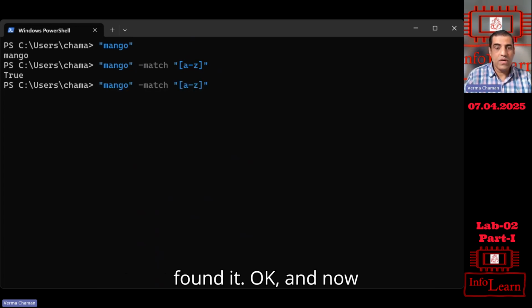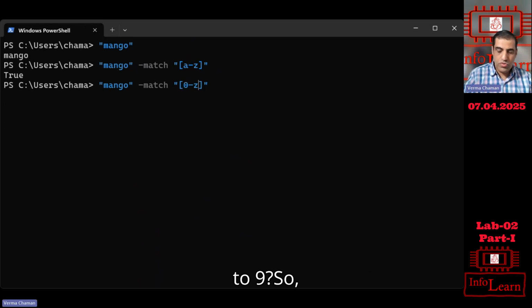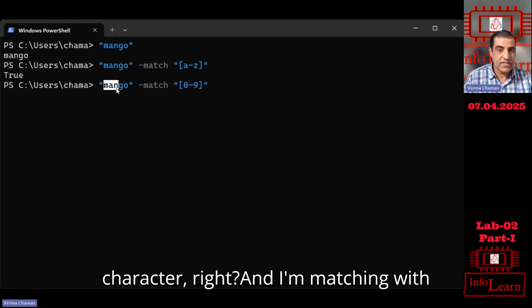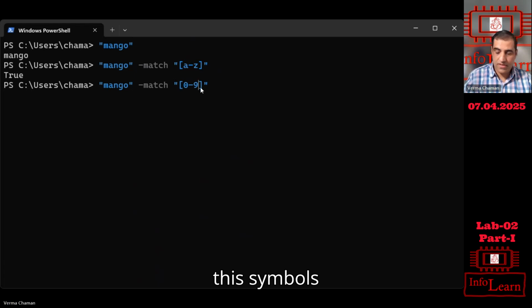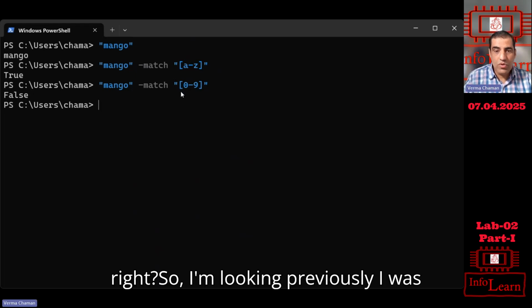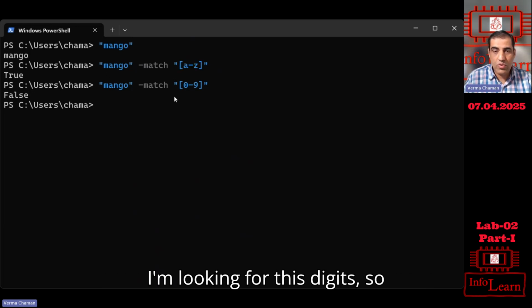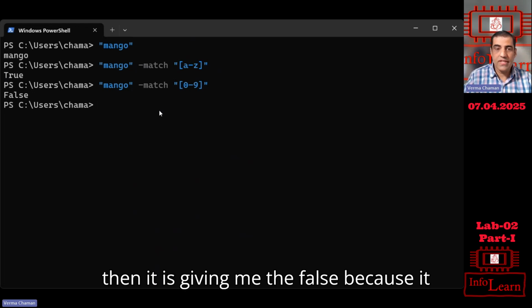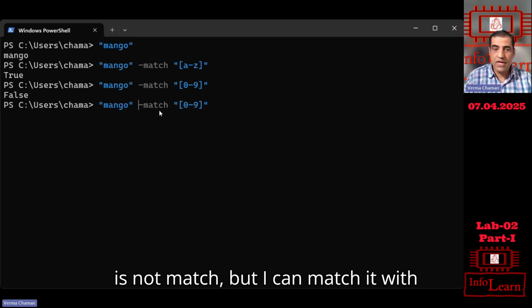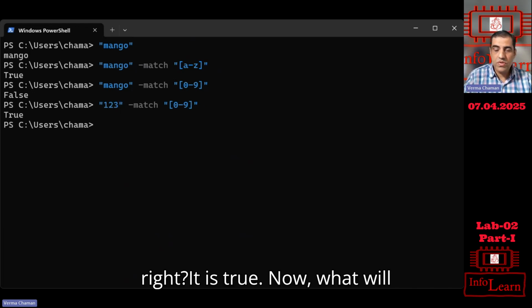And now what will happen if I use 0 to 9 here? Again, try to see, I'm giving characters as input, this is my input, right? And I'm matching it with these symbols. Now that means it does not match, right? Previously I was looking for small letters, and it was true. Now I'm looking for digits, so it gives me false because it does not match. But I can match it by giving the input value 1, 2, 3, and it is true.